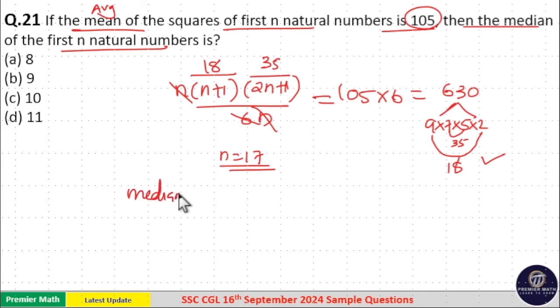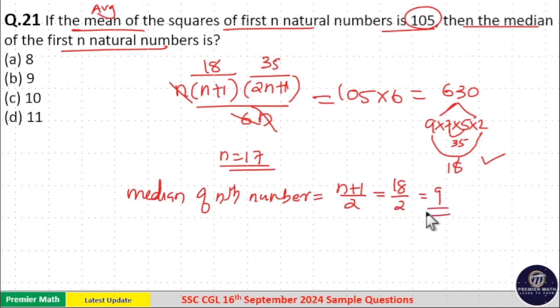Then median of first n numbers is equal to n plus 1 divided by 2, which is equal to 17 plus 1 is 18. 18 by 2 is 9. So median is 9. Option B is your answer.